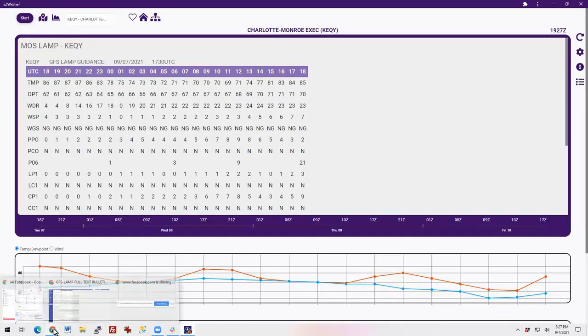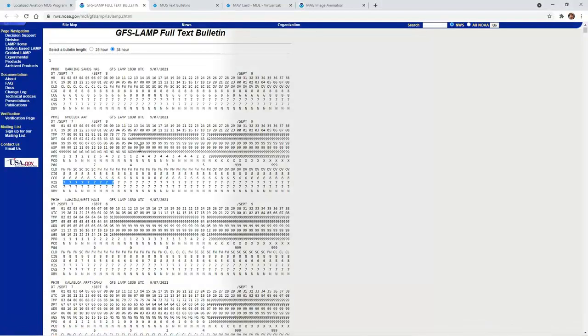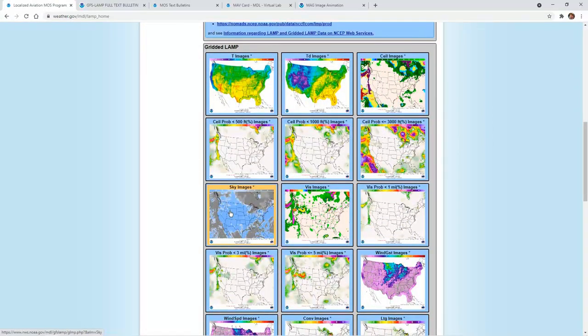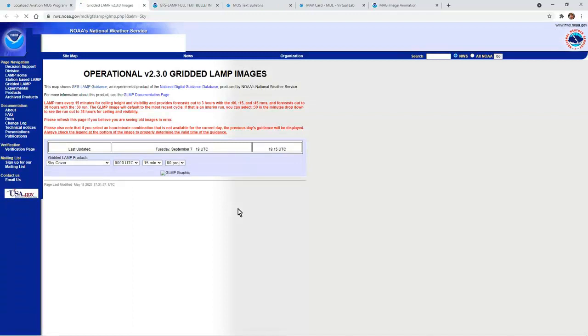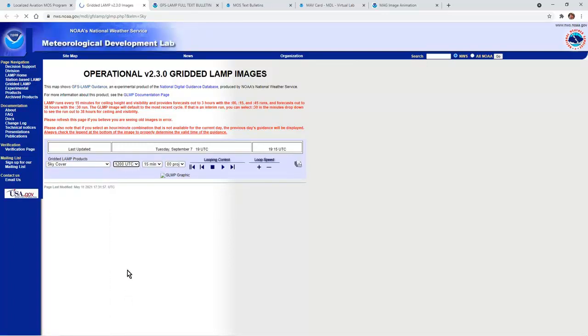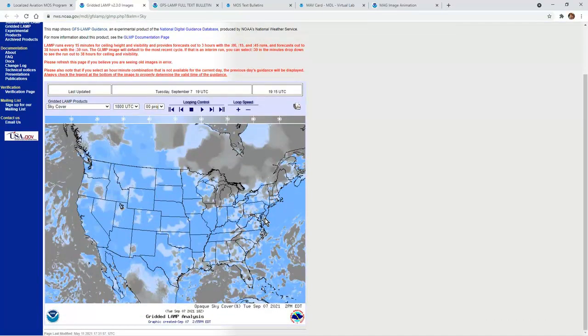Now the other aspect of this is that you can also actually look at the LAMP product, for instance, from a perspective of gridded LAMP, or it's basically a gridded version of that. So there's a lot of stuff going on behind this, but in the end, the product itself can actually be looked at from a standpoint of show me what the sky coverage version is going to look like. And so it's not showing here. Let's see if we can find an image. There we go. So this would be the sky coverage.